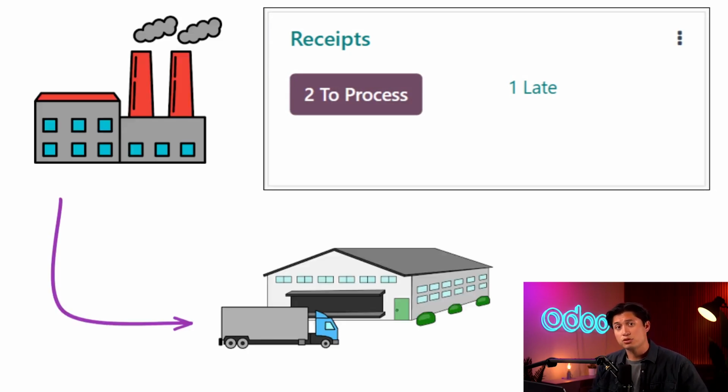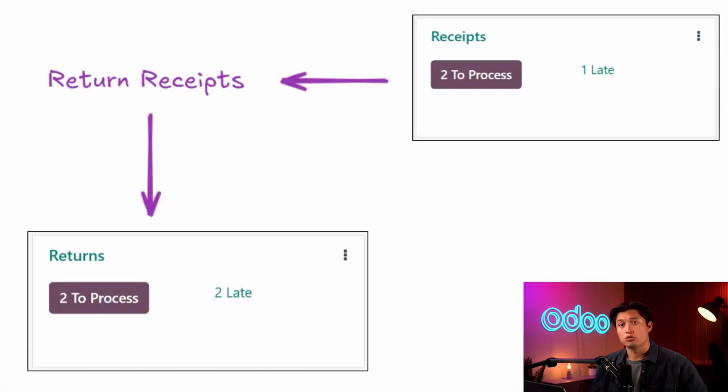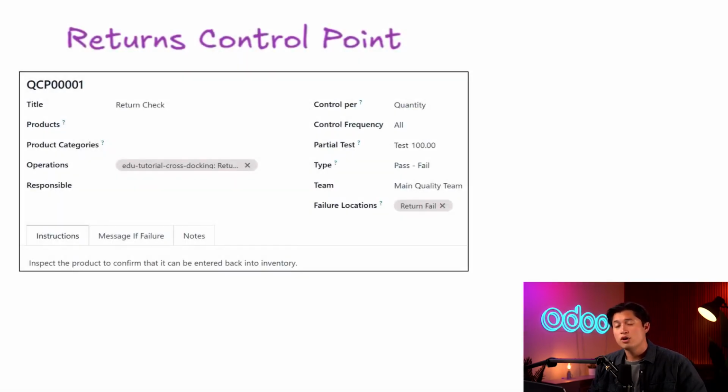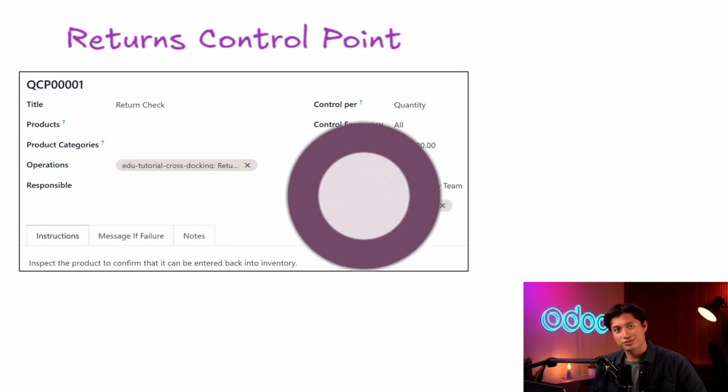However, it is possible to create a custom return operation in the inventory app, so return orders are grouped separately from the other receipts. This has a couple of benefits. First, by separating returns from all other incoming products, we can quickly see the number of returns we need to process, making it easier to manage. Second, it allows us to create a quality control point or QCP that only applies to return orders rather than all receipts. So let's head over to our database now and see how it all works.